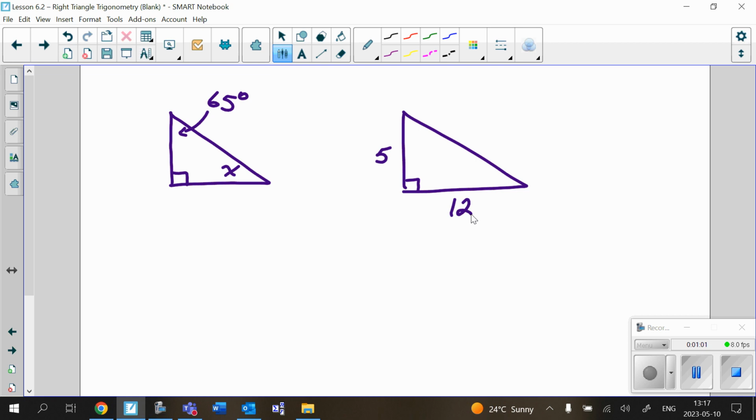How would you find the missing side there? Pythagoras, right? If you know two sides, you can find the third side of a right triangle by using a squared plus b squared equals c squared.